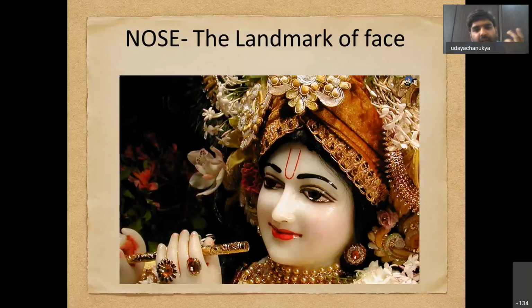Coming to the nose, the nose is the landmark of the face. If the face is the index of mind, the nose is the index of the face. The nose is the most prominent, and it is not an exaggeration to say that the nose gives the shape of your face. The beauty of your face lies in your nose. That is why many people get rhinoplasty done in order to improve the appearance of their face.